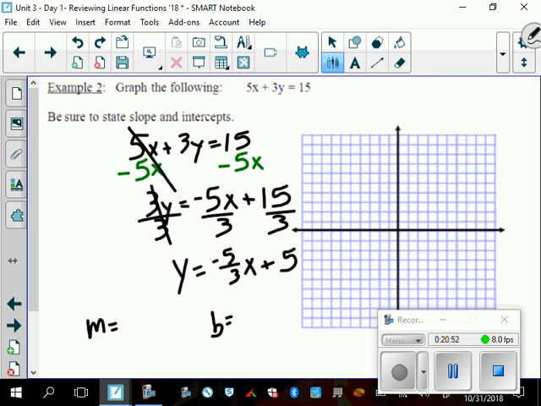And once I get to here, the coefficient of the x is my slope. And the number by itself is my y-intercept. Please pause the video and try and graph this by using those two values.